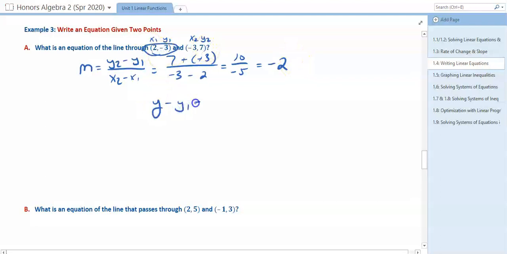So y minus y sub 1 equals m times x minus x sub 1. That should not be a 1 there. x minus x sub 1.